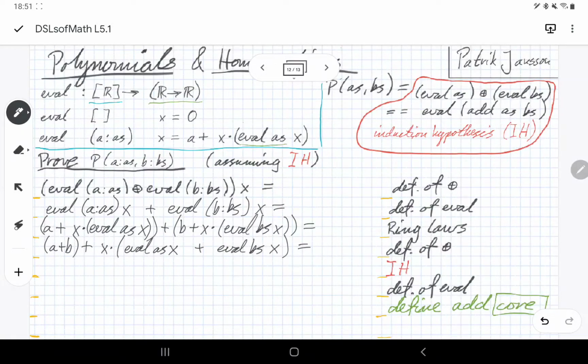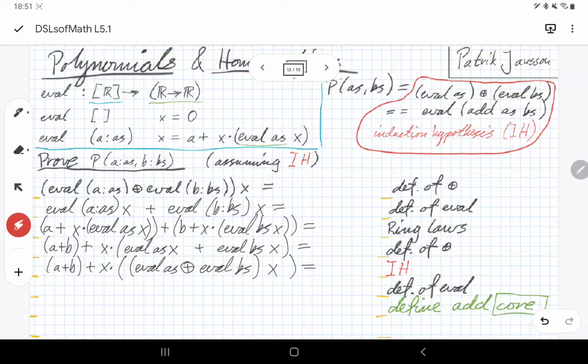Okay, now I will use the definition of the function plus again. So I notice we have a real number plus and two functions applied to the same argument. And that pattern is exactly the definition of plus with a circle. So here a plus b is not changed, x times is not changed, but in here I've now got eval as plus with a circle, eval bs. So adding up the two functions and applying the result to x.